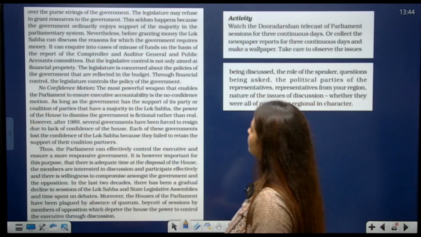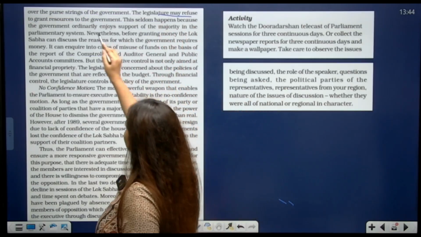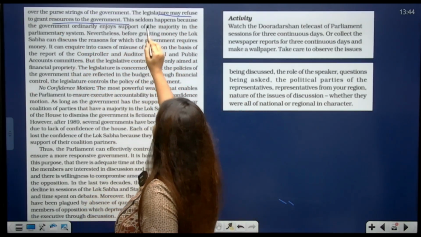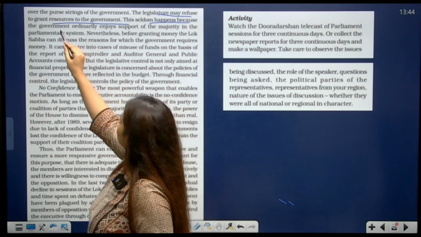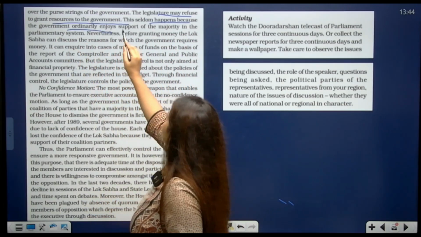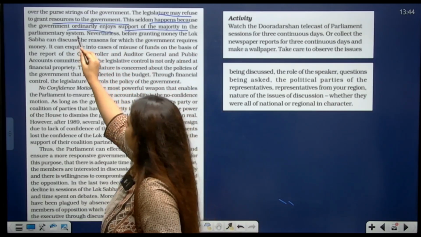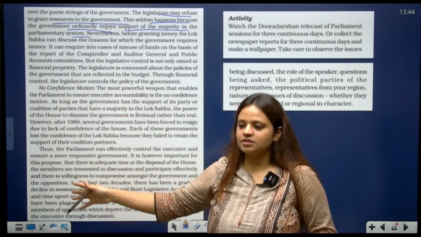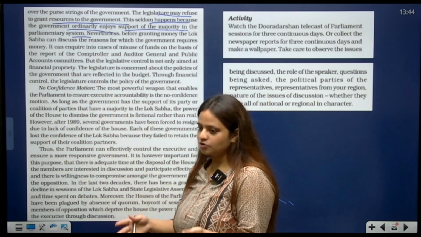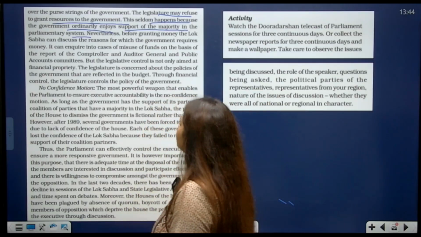The legislature may refuse to grant resources to the government. This seldom happens because the government ordinarily enjoys the support of the majority in the parliamentary system. So it seldom happens that the government is refused, because the actual majority is in the hands of the ruling party.